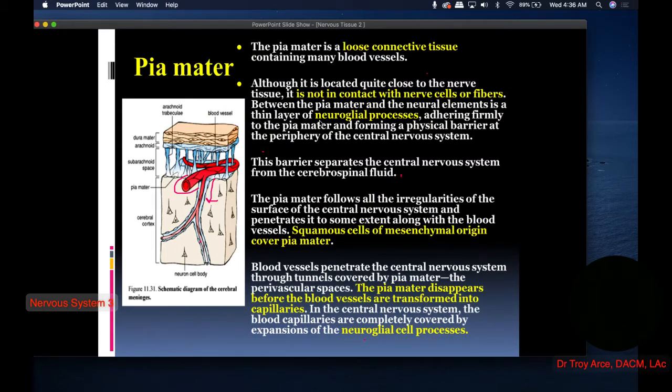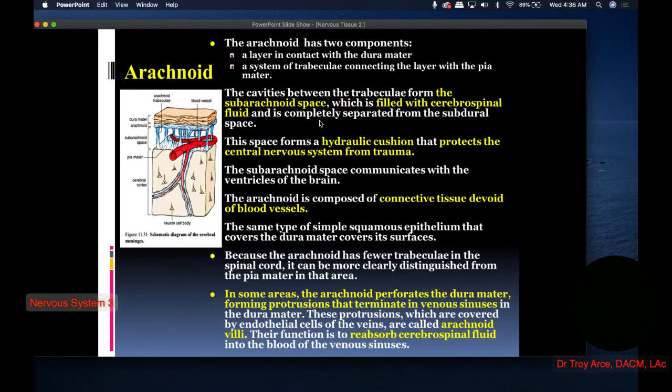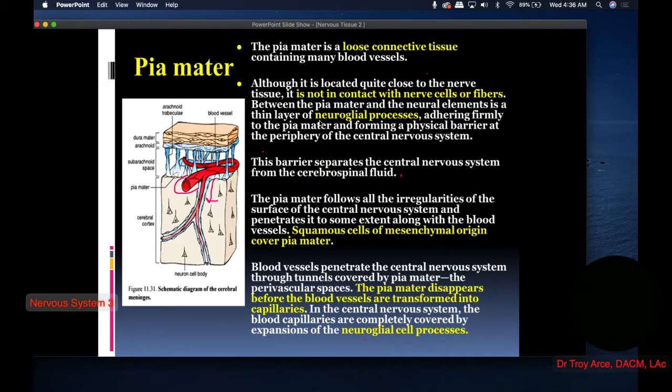So, as you can see here with the arachnoid, it lacks blood vessels. And here with pia mater, we have blood vessels. So there's one differentiation. Although it is located quite close to the nerve tissue, it is not in contact with nerve cells or fibers. So between the pia mater and the neural elements is a thin layer of neuroglial processes.